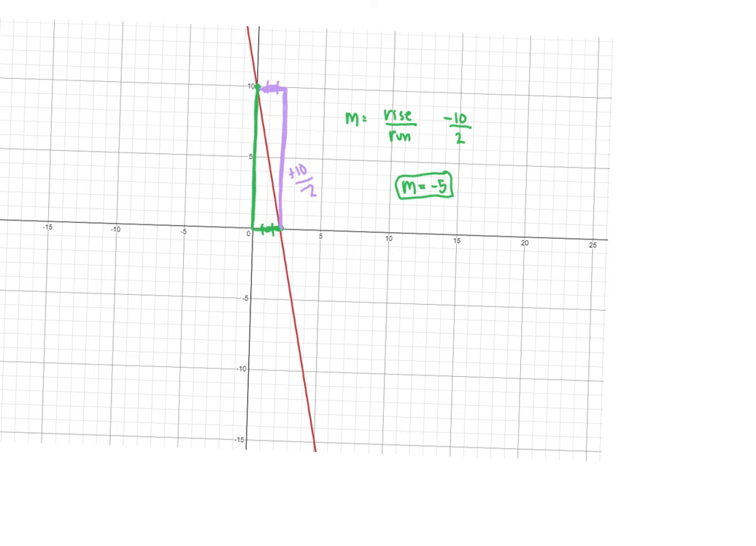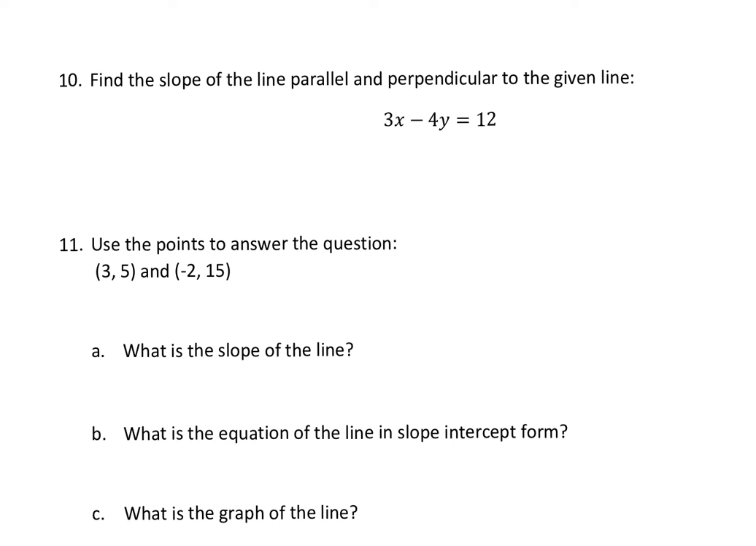All right, that was a good page. There wasn't very much on that one. We've got 2 more pages to go. So question 10 says to find the slope of the line parallel and perpendicular to the given line. So the very, very first thing that we want to do here is solve this equation for y.